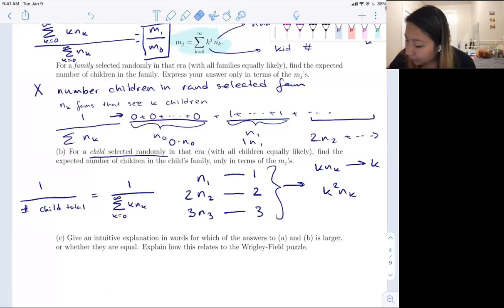So for the numerator, we're going to have, I'll just write it here, sum k equals 0 to infinity of k squared n k. And using the MJ notation, that's m2 over m1.